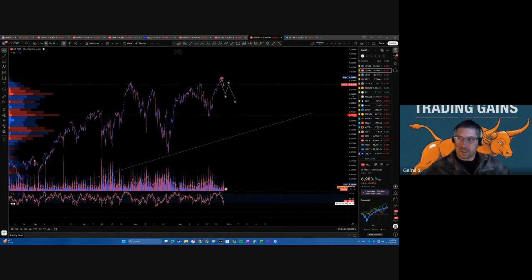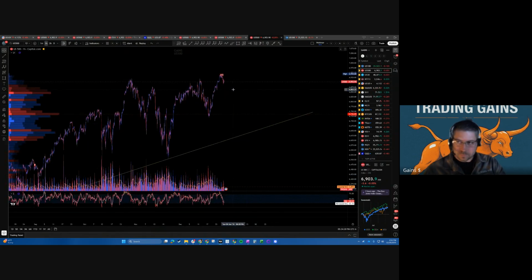So that's what I'm thinking here for indexes: we get this kind of rebalancing, pull back a little bit, and then after that, either we get a new sprint to 7,000, or maybe we're just okay with the ES futures reaching 7,000 before we have our final ultimate top.